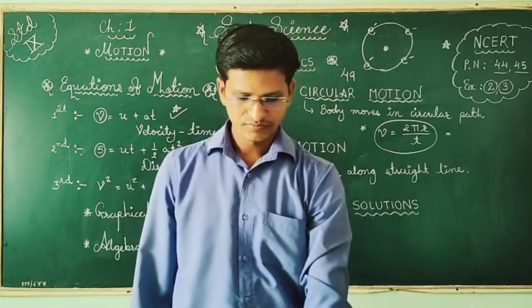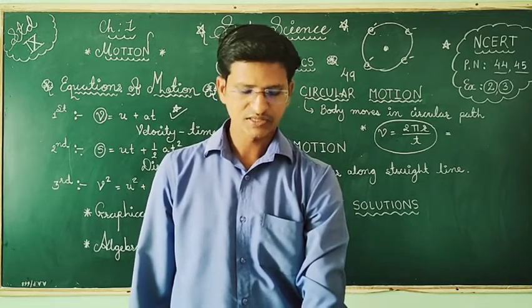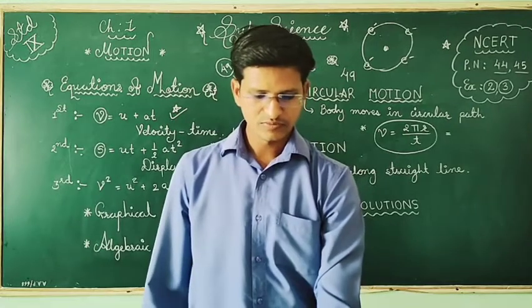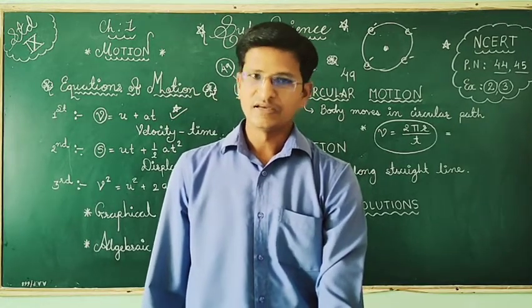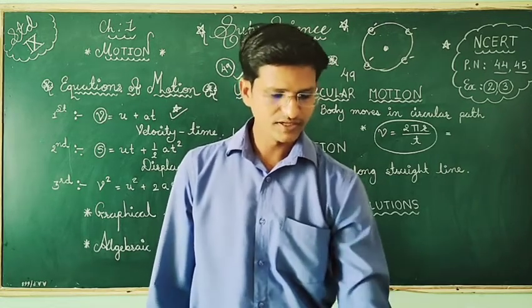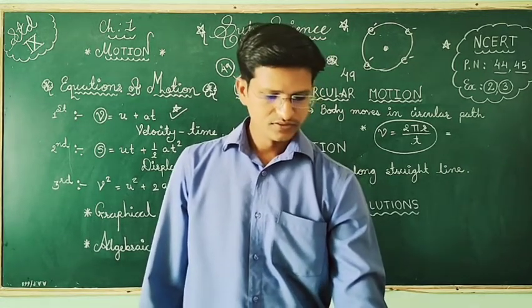So uniform linear motion is an unaccelerated motion and circular motion is accelerated. So this is about the difference between circular motion and linear motion. So this is the end of the chapter, and examples 1 and 2 we don't have to write.